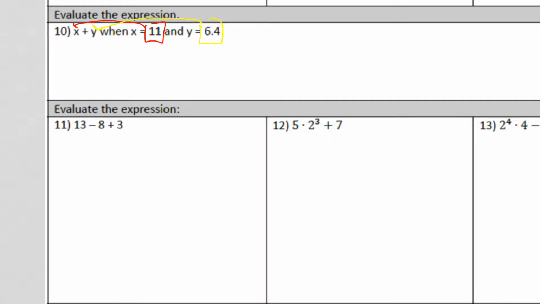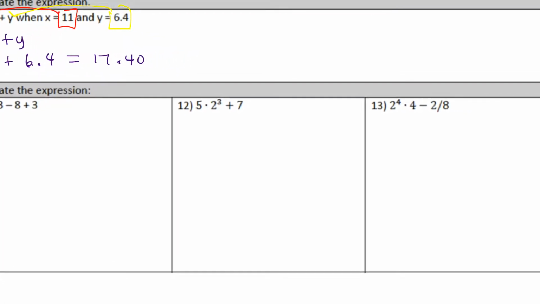Let's see what we get. So I'm going to rewrite this problem here. So x plus y. That means x is 11, so it'll be 11 plus 6.4. Watch out for those decimals. Think of it like money. If you have $11 and you add $6.40 to it, okay, that will give you $17.40, or 17.4. All right. Okay, let's keep going here.